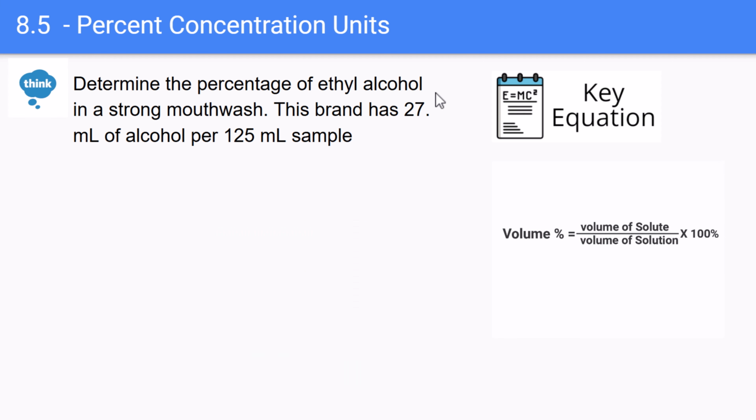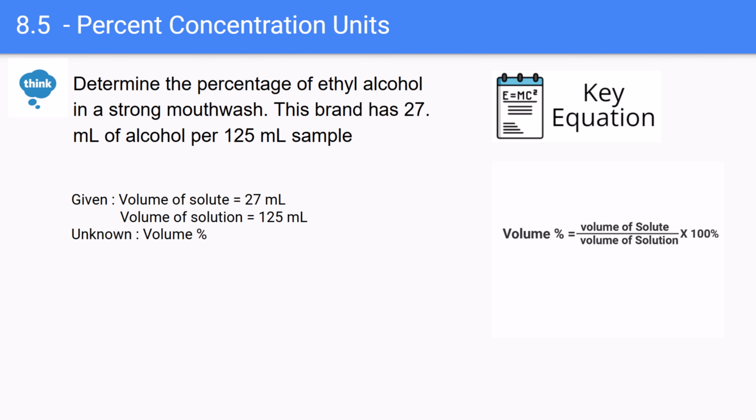The next question asks us to determine the percentage of ethyl alcohol in a strong mouthwash. This brand has 27 milliliters of alcohol per 125 milliliter sample. So in this particular instance, we have our volume of solute and our volume of solution. We really don't need to do anything with this other than just plug in and solve.